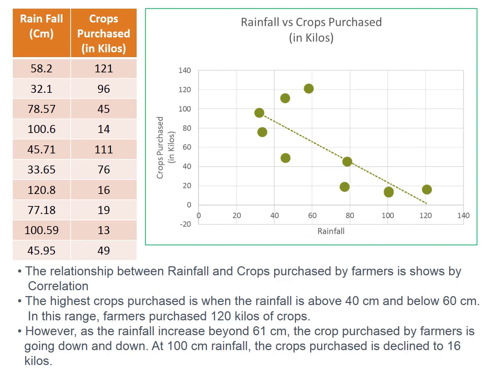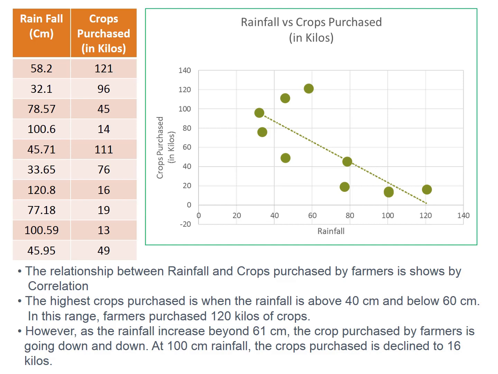Here the relationship between rainfall and crops purchased by farmer is shown by correlation, or correlation is used to study the relationship between rainfall and crops purchase. Here rainfall is shown on x-axis and crops purchase on y-axis. So if you analyze this graph, there exists a negative trend between rainfall and crops purchase, or there exists negative correlation between rainfall and crops purchase.